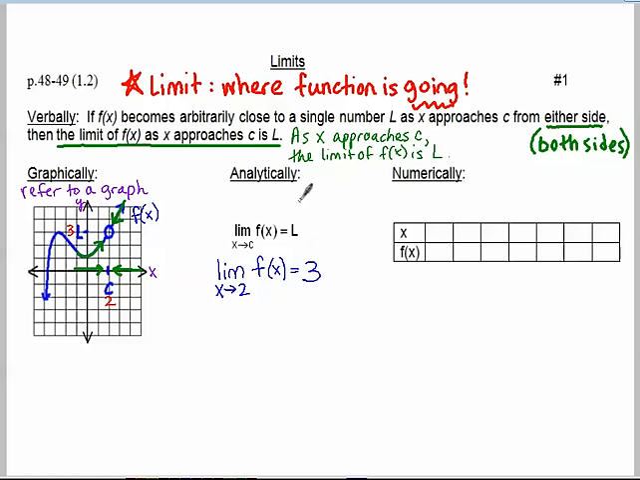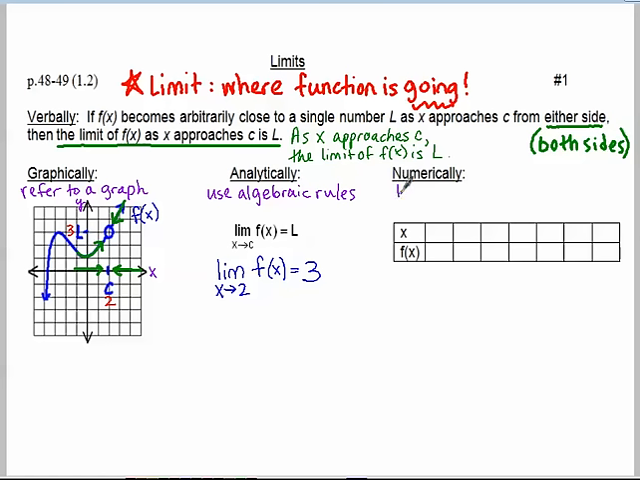Now finding a limit analytically is what we're going to focus on in section 1.3. So we're going to discuss that more later. But analytically means that we are going to use more algebraic rules. Okay, but that's for a different lesson. Let's talk about what it means numerically.